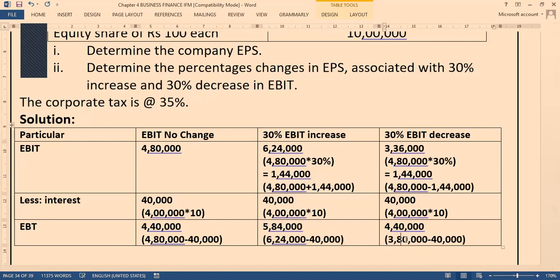Again, here EBIT also changes. That means here 3,36,000 minus 40,000. You'll be getting around 2,96,000.